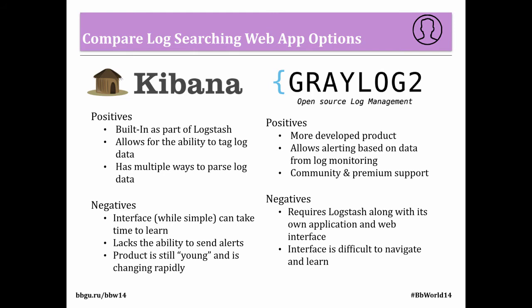So Kibana, it is built in as part of Logstash now. It does allow for the ability to tag log data. Graylog 2 does that, but I found that Kibana does it a little bit easier because it has multiple ways to parse and tag that log data. However, the negatives: the interface, while very simple, can take some time to learn. It does not have the ability to send out alerts, and it's a young product. You're seeing drastic changes in major revisions, which, if you're already using the product, can make it very difficult to move from one version to another.